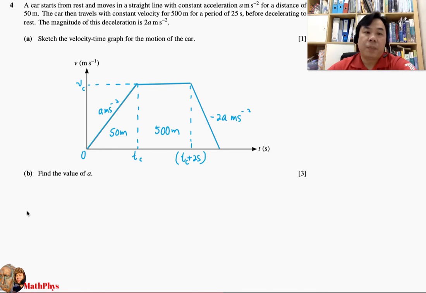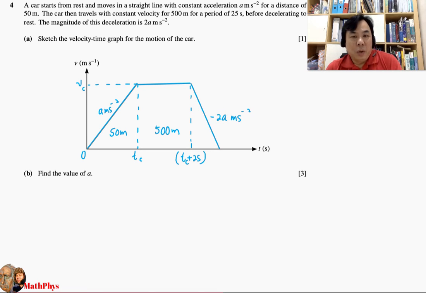Okay, B. Now the next question, find the value of A. Now we need to find the value of A. Where is the A? The A represents acceleration. Yeah, acceleration. Okay, let's try to find out.